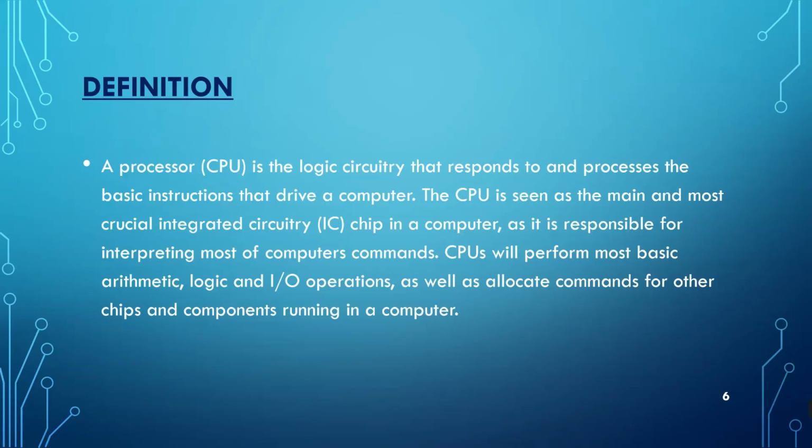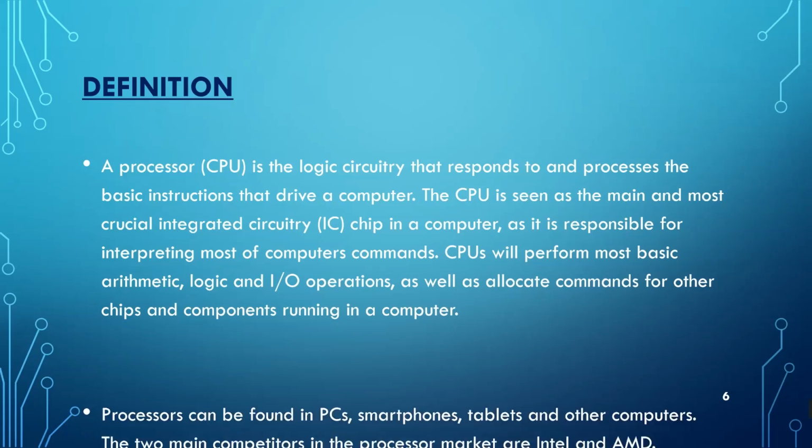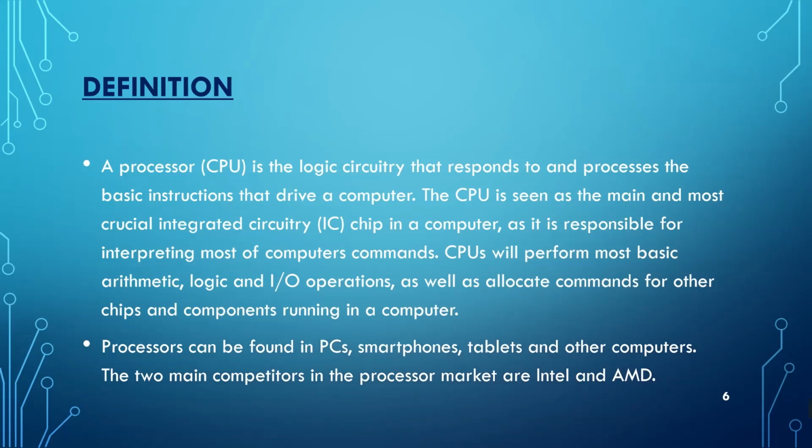CPUs will perform most basic arithmetic, logic and I/O operations, as well as allocate commands for other chips and components running in a computer. Processors can be found in PCs, smartphones, tablets, and other computers. The two main competitors in the processor market are Intel and AMD.